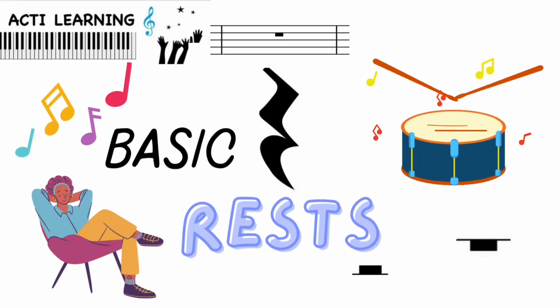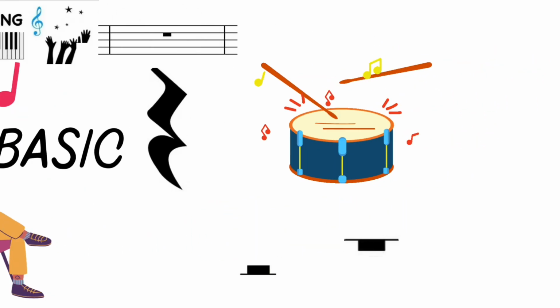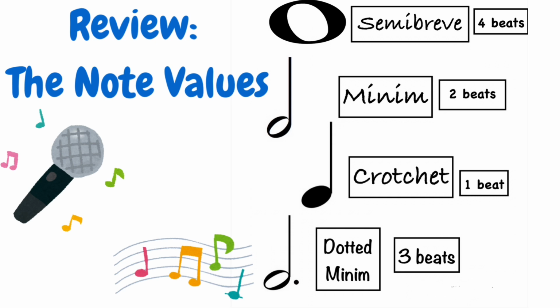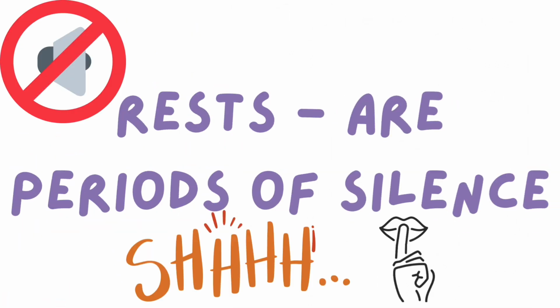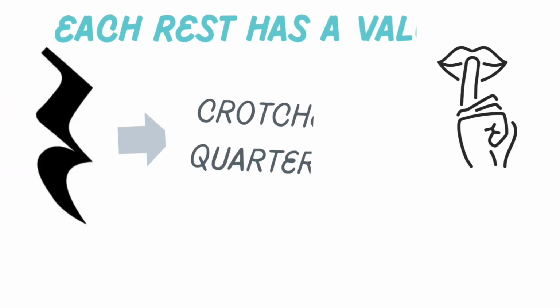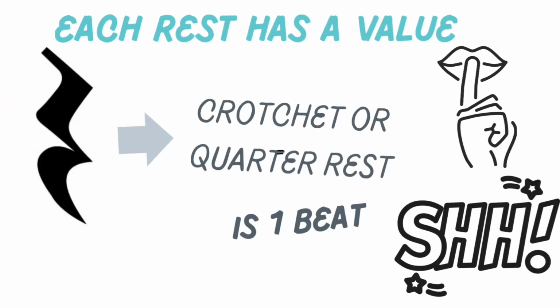In this video we're looking at basic rests. So let's review the note values that you should already know. Okay, so rests are periods of silence in music. Each rest has a value just like the notes, and this rest that we're looking at first is a crotchet or a quarter rest, which is one beat of silence.